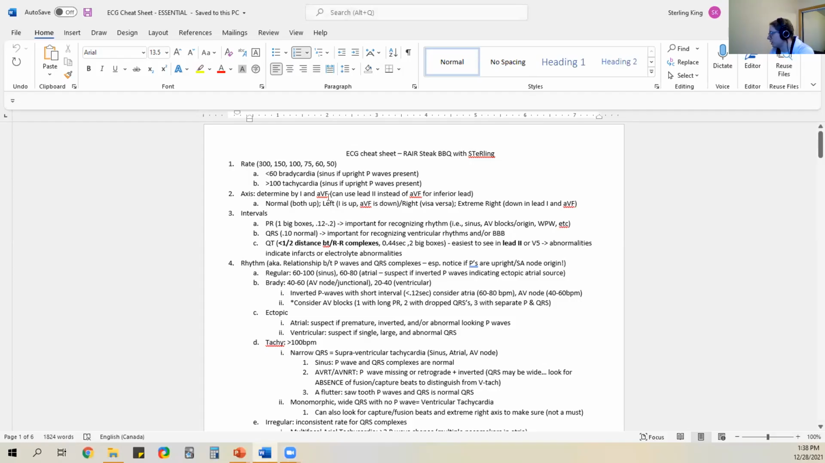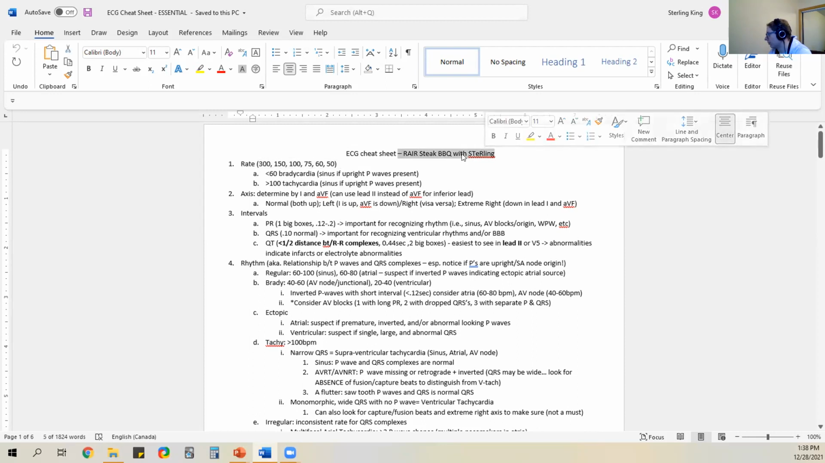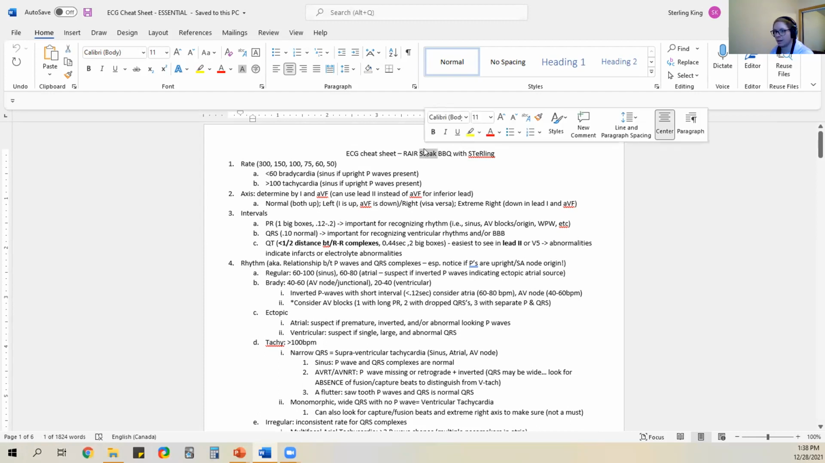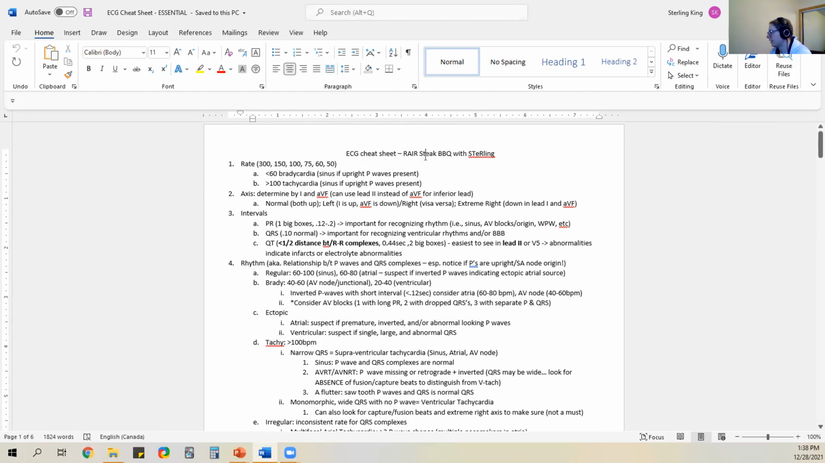So this is the cheat sheet. You can see it's basically just in a Word document. At the top, I have this little acronym, or it's not really an acronym, it's a sentence: Rare steak barbecue with Sterling. Essentially how I broke it down, and I did this with a group, we worked on an acronym to remember how to read an ECG. RARE stood for rate, axis, intervals, and rhythm. Steak stood for hypertrophy, because meat hypertrophies, so steak, meat.